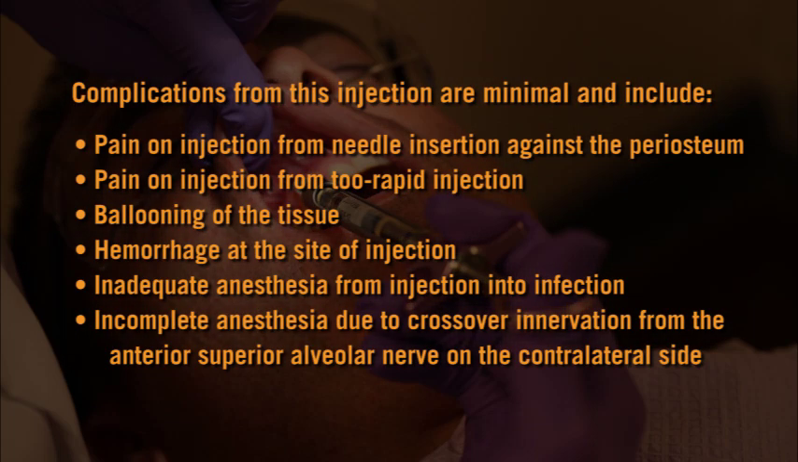Complications from this injection are minimal and include pain on injection from needle insertion against the periosteum, pain on injection from too rapid injection, ballooning of the tissue, hemorrhage at the site of injection, inadequate anesthesia from injection into infection, and incomplete anesthesia due to crossover innervation from the anterior superior alveolar nerve on the contralateral side.